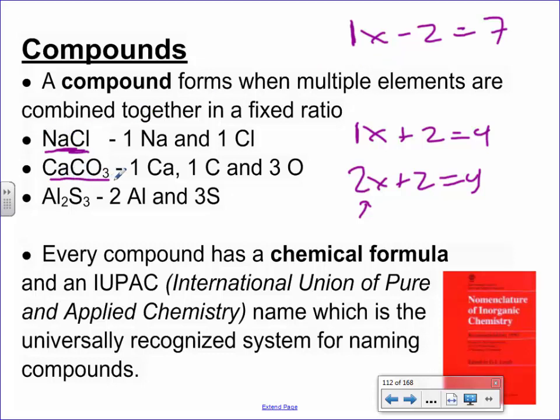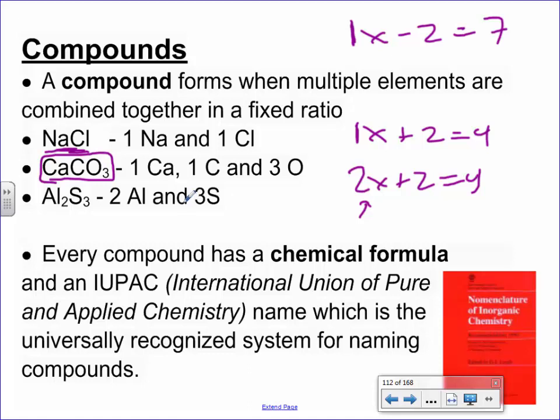Well, that same concept applies here. If I give you CaCO3, this is a compound. I know it's a compound because there's 3 elements put together. That's okay, we can work with that. This means that there is 1 calcium, we just don't write the 1. There's 1 carbon, we don't write the 1. But as soon as you see the 3 after oxygen, it means there's 3 oxygens. Is that pretty straightforward? So Al2S3 involves 2 of these and 3 of these.